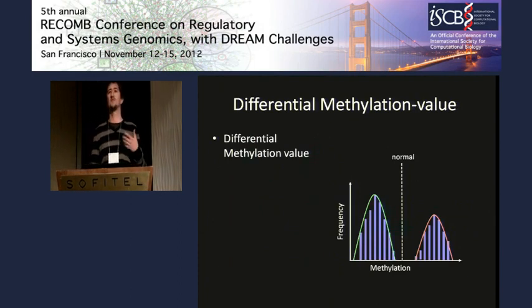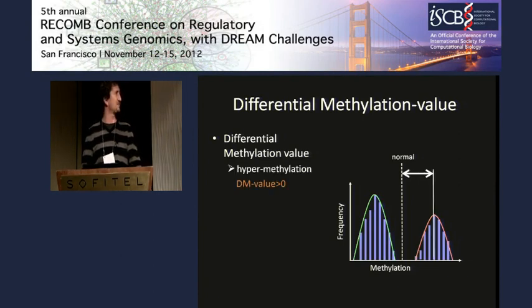Next, we also defined a differential methylation value, what we call a DM value. And this value captures the differential methylation of each gene. So this is defined as the difference of each methylation state that we found by the mixture model versus the normal. For example, here for this hypermethylation state, we have a DM value which is bigger than 0. Whereas for this hypomethylation state, we have a DM value which is smaller than 0.